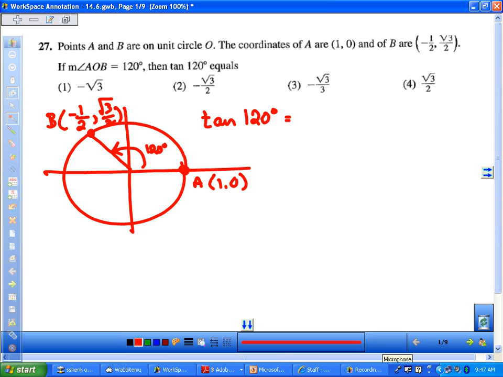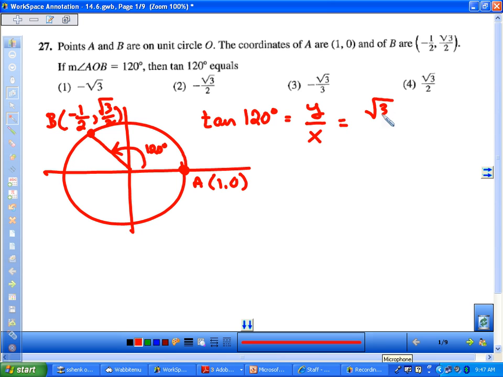Okay. How did we define tangent in terms of our coordinate? It was the y-coordinate divided by the x-coordinate. Now, which coordinate are we looking at, the A or the B? Why the B coordinate? That's the terminal side. This is the terminal side, so this is the coordinate we're concerned with. So what is our y-coordinate?